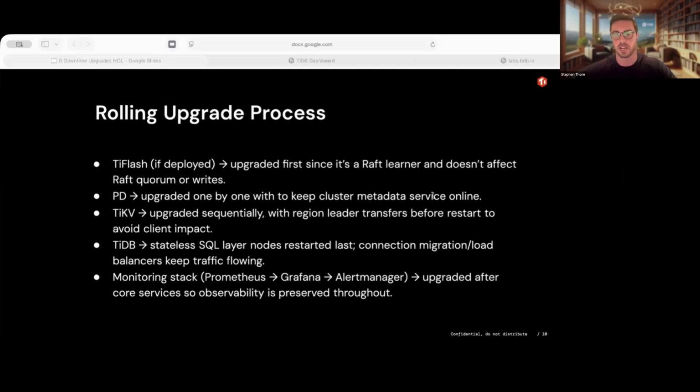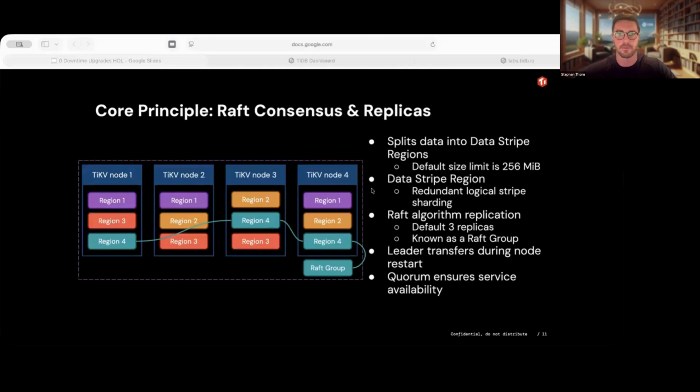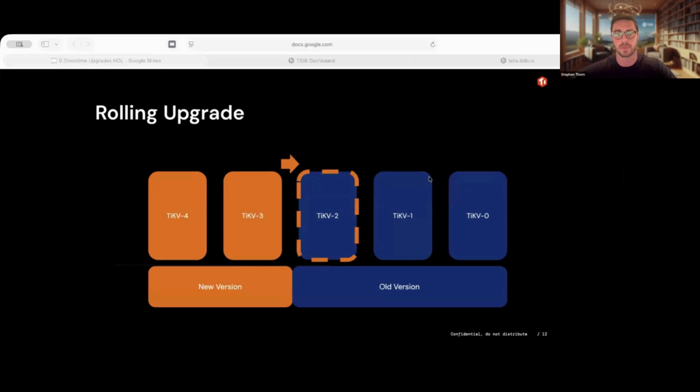So this sequence of going from TiFlash to PD to TiKV to TiDB and the monitoring is designed to minimize risk. At each stage, we either leverage redundancy or the stateless nature of components to avoid downtime. I just want to emphasize the core mechanism here. Raft-based replication and consensus is what makes this all possible. TiDB storage nodes use Raft to agree on data. During an upgrade, Raft allows us to hand off the leader role from the node being upgraded to another node. This is a quick diagram showing how it's done node by node, going from the old version to the new version.